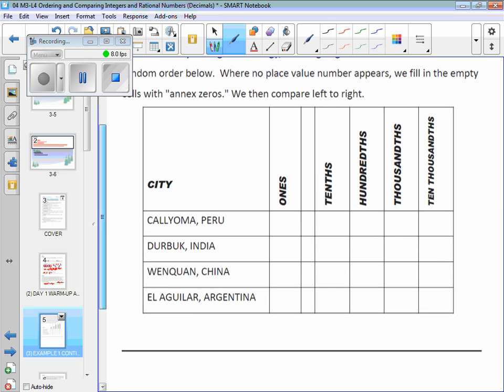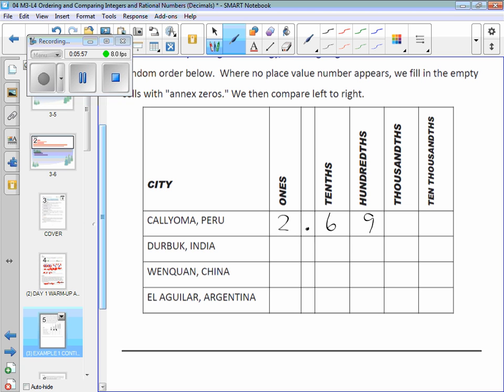I put the cities on the left-hand side, and we're going to arrange them in random order for right now, by place value. So starting with Calioma, Peru, I know you got to keep kind of flipping back and forth to the previous page. But Calioma was what rational number? Okay. That's my ones place for 2. This is a little spot for my decimal. And then I'm going to do a 6 and a 9.